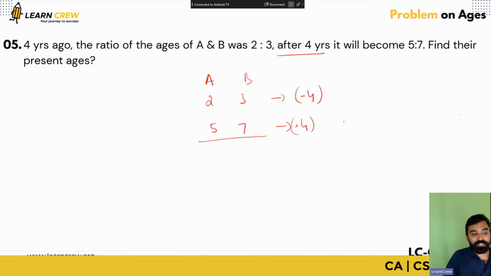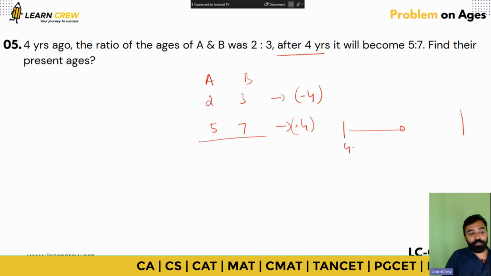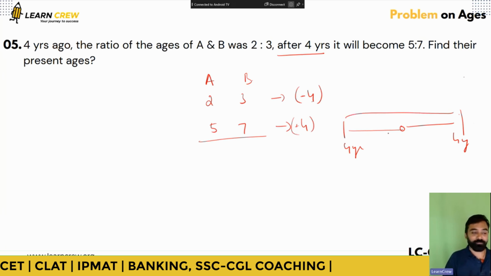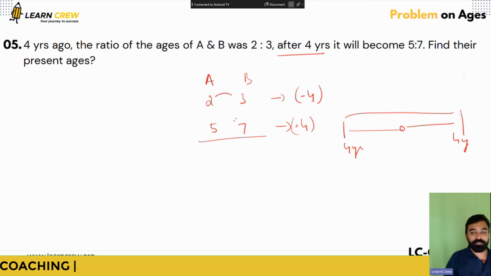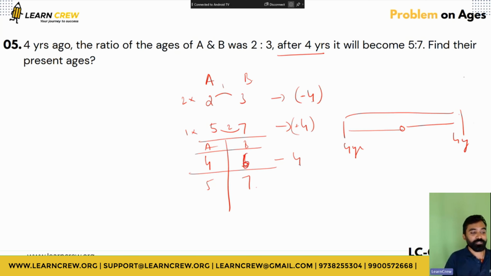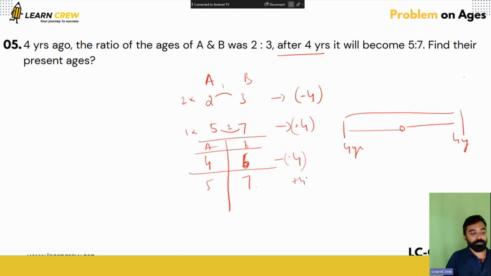Now, this is before 4 years and this is after 4 years. What's the total difference here? 8, right? What's the difference between these? 1. And between these? 2. So it's not common. Make it common: multiply this entire thing by 2 and this entire thing by 1. This becomes 4, 6, and this becomes 5, 7. Sorry, 4, 6, and this becomes minus 4, this becomes plus. Now this is common, so I can subtract it. A single ratio is equal to 8.